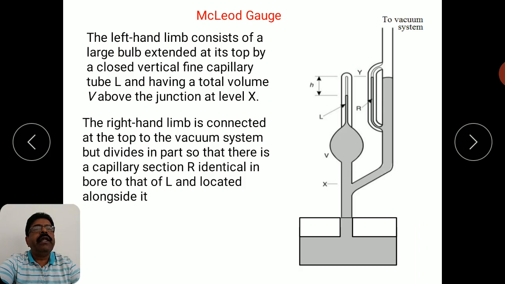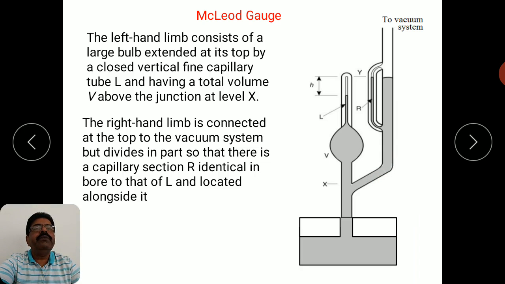Now the right hand limb is connected at the top to the vacuum system, the system where you are going to measure the vacuum. You can see here it divides into two parts. One goes to the capillary section R, and the other is the straight tube going to the vacuum system. At the junction, it comes to junction X.